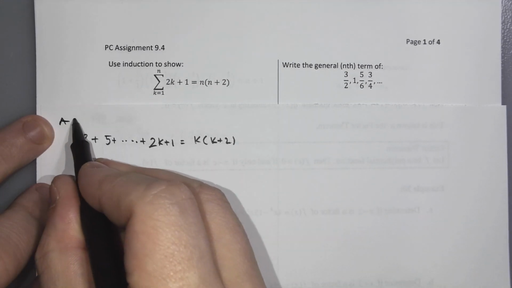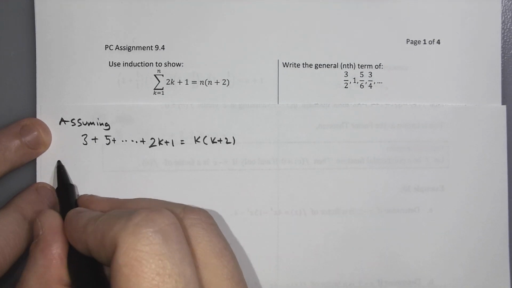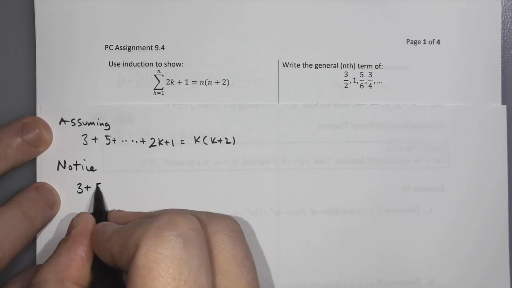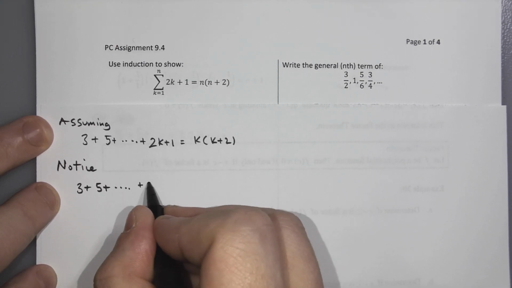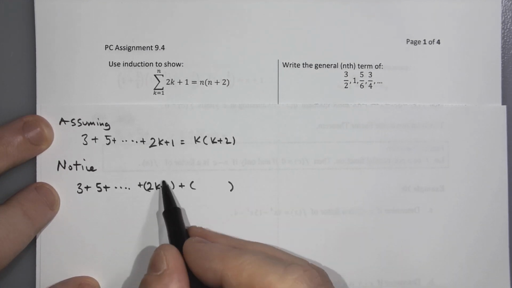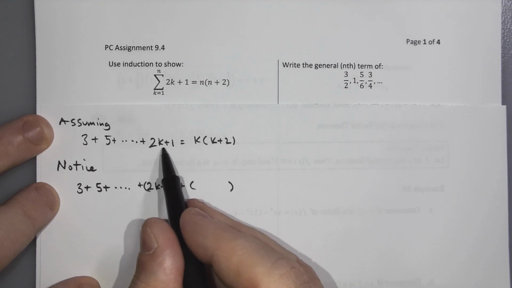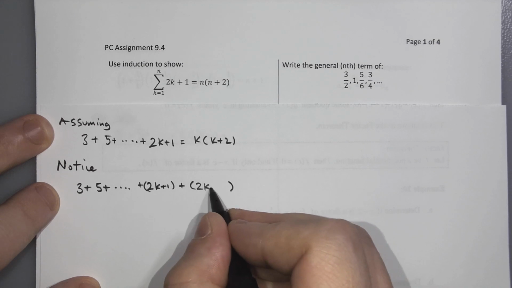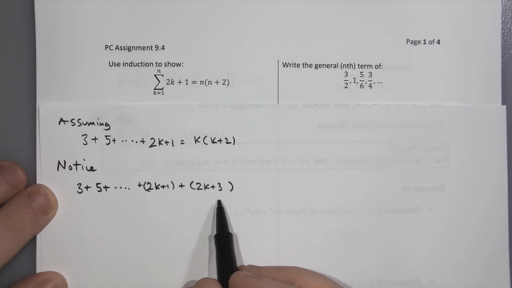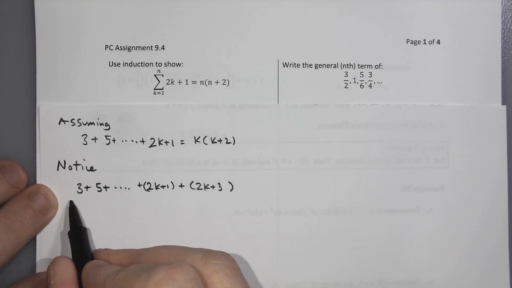So we'd be assuming that this is the case. Then we would move on to the next case, which would be 3 plus 5 plus dot dot dot plus 2k plus 1 plus the next term, which would be inserting a k plus 1 here, 2 times k plus 1, which is 2k plus 2 plus 1. So that'd be a 2k plus 3. And we wouldn't be assuming that that's equal to anything. We would be looking at this and hoping that it's equal to this with a k plus 1, but we have no idea.